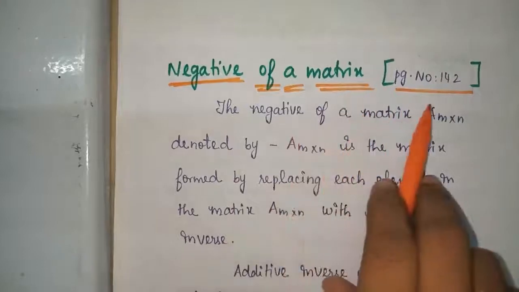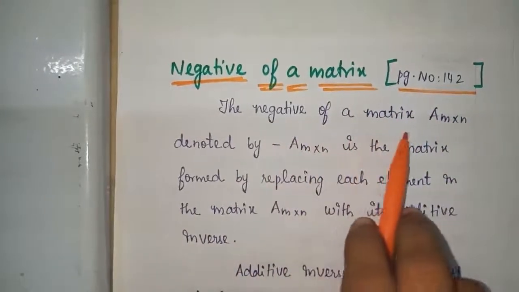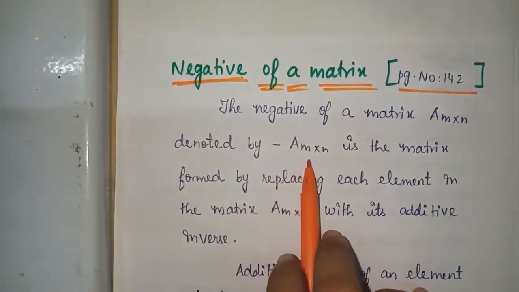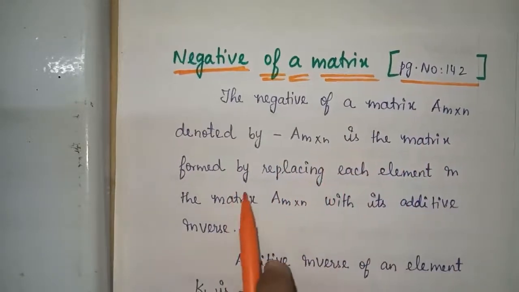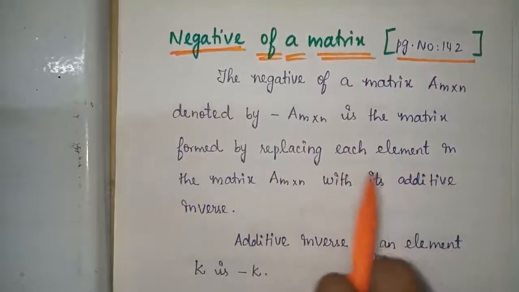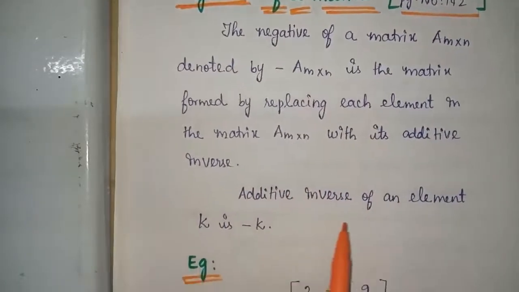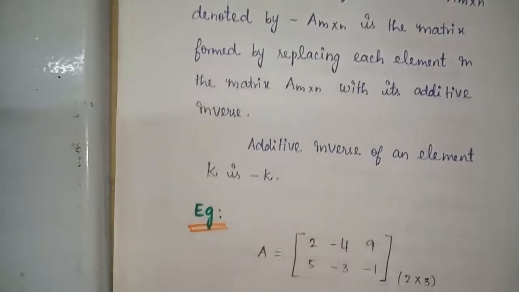Negative of a matrix, page number 142. The negative of a matrix A m cross n is denoted by minus A m cross n, is the matrix formed by replacing each element in the matrix A with its additive inverse. So additive inverse of an element k is minus k.